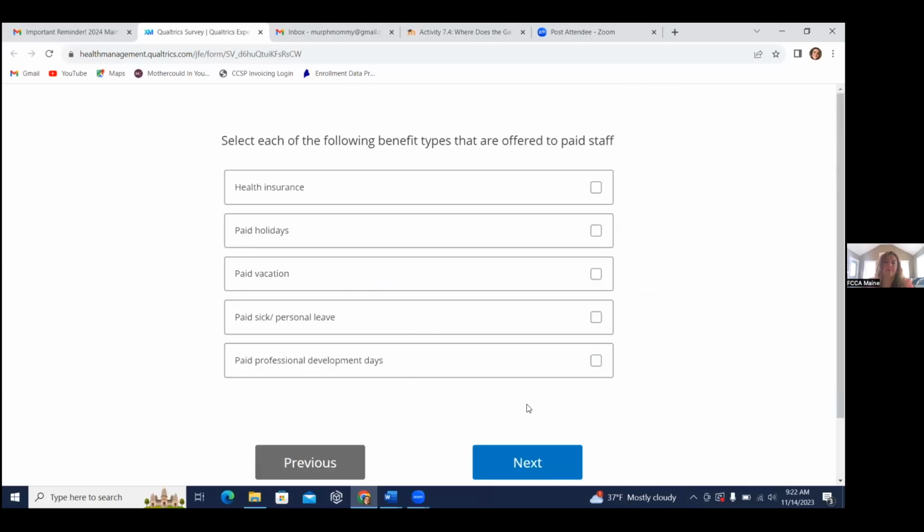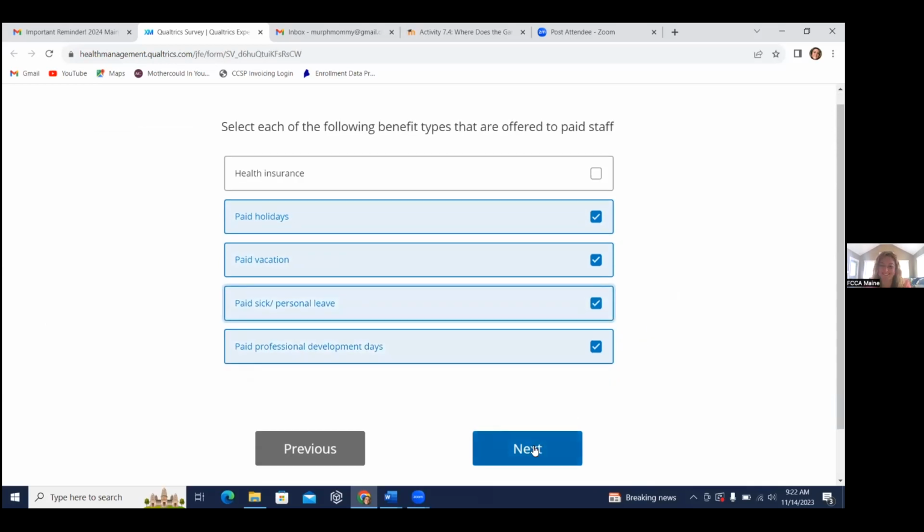Select each of the following benefit types. I think most people probably do paid holidays. I don't, unfortunately, think insurance is one. Vacation, paid professional development leave, and in the perfect world we'll do all of those. In an ideal world, that's what we're working towards.